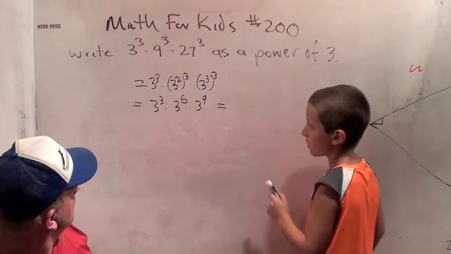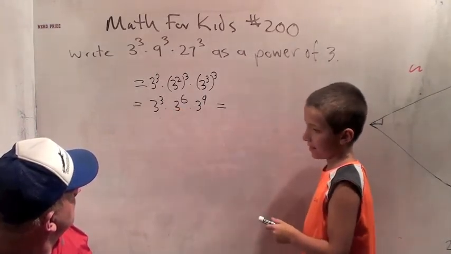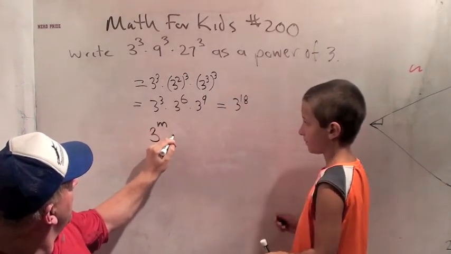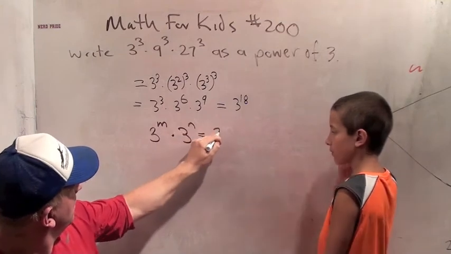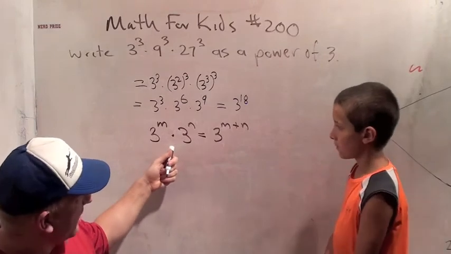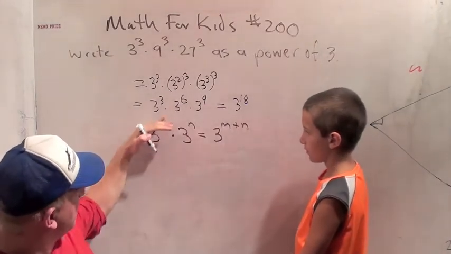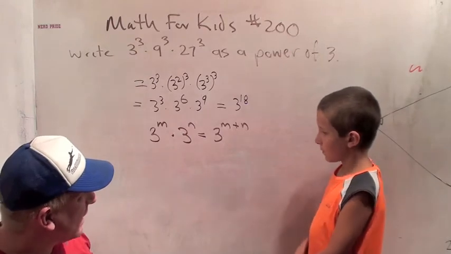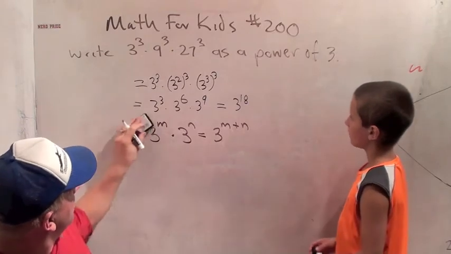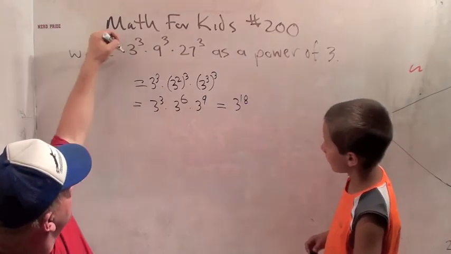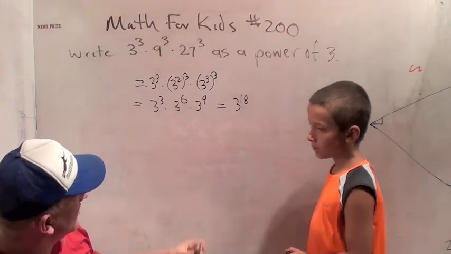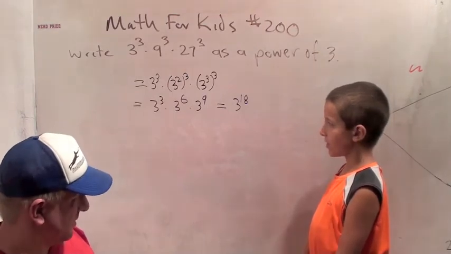So this equals 3 to the 18th. And the rule we're using here is 3 to the m times 3 to the n equals 3 to the m plus n. When you multiply powers with the same base, 3 to the m times 3 to the n, you get the powers adding. So this whole crazy expression, 3 cubed times 9 cubed times 27 cubed, is the same as 3 to the 18th. Which is a really big number.